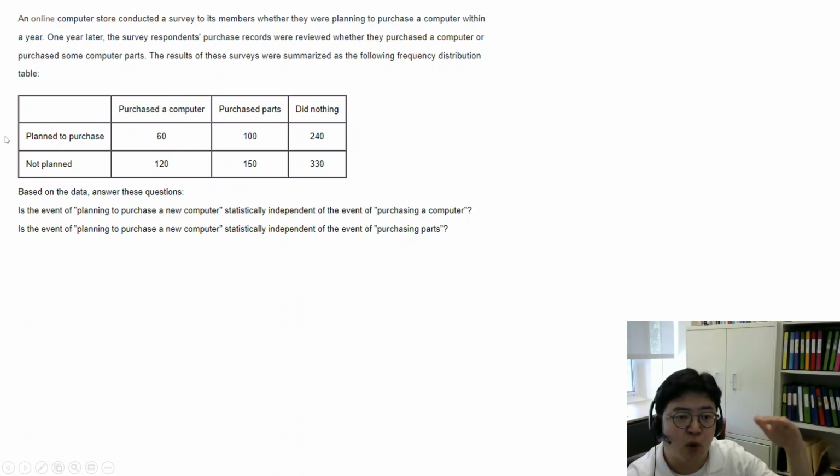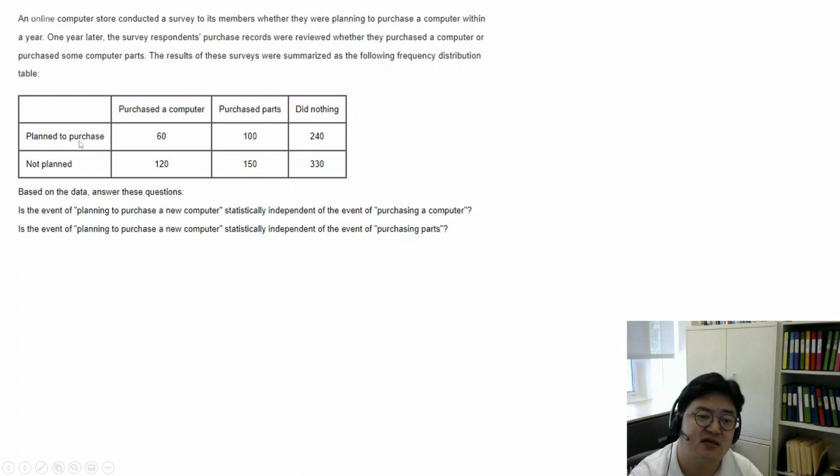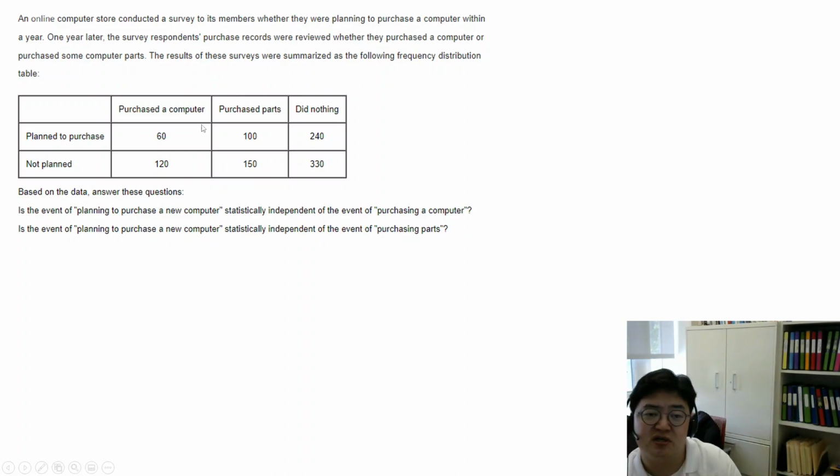First, by rows, we have whether a customer, a member, planned or not, right? Planned to purchase a new computer or not. And then we actually observe the results. Actually purchase the computer, or purchase only parts, or did nothing. So we observe three categories. It's 2 by 3, but not much different.